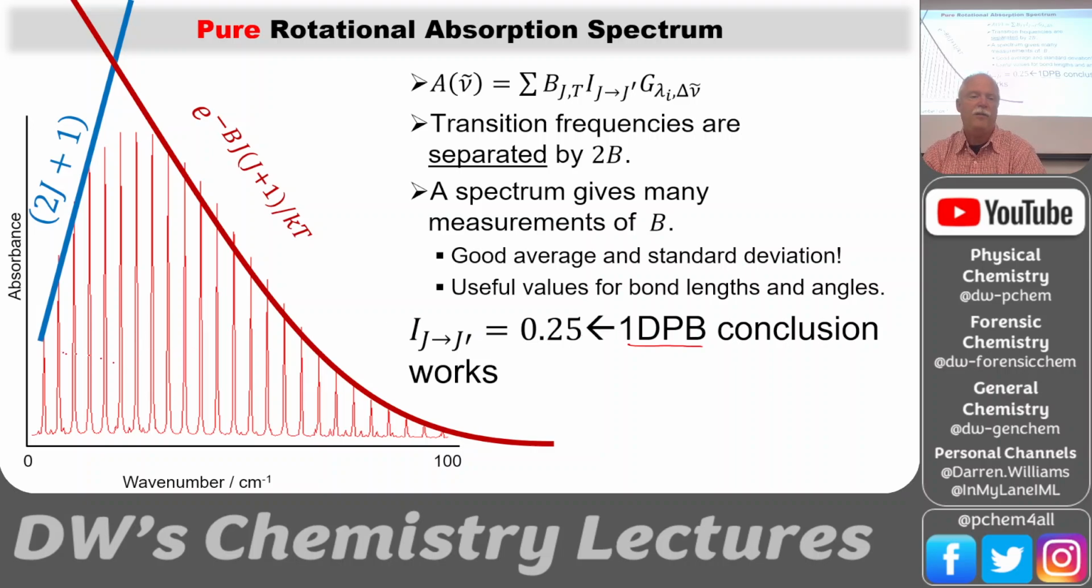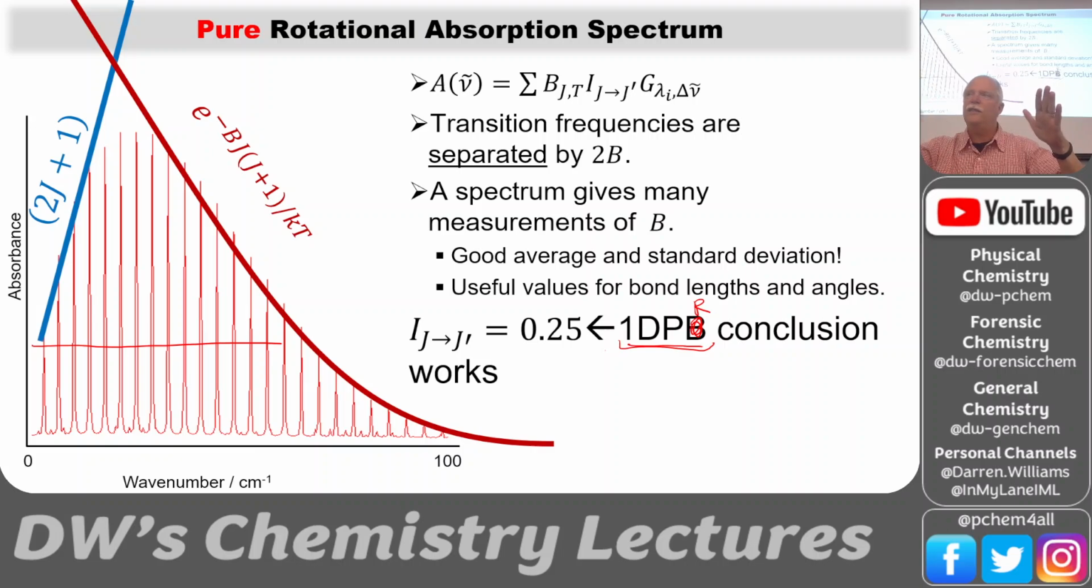So that was our conclusion from the 1D particle on a ring. But we look at this spectrum, and we don't see a constant intensity, right? Well, one of the reasons we don't see a constant intensity is because we have the Boltzmann distribution, okay? But this spectrum is completely modeled by just the Boltzmann distribution. So it does support our conclusion from the 1D particle on a ring, that the intensities all have, relative to each other, the same probability.